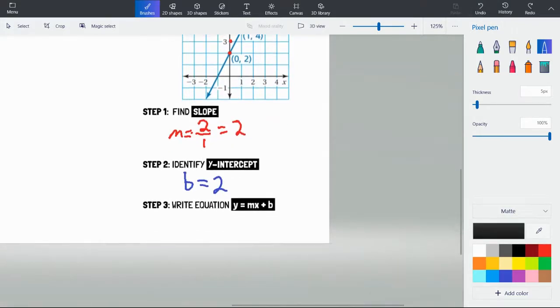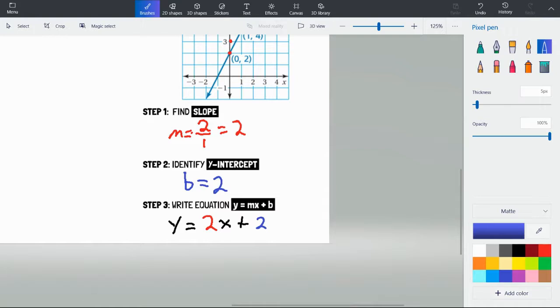So your equation is going to be y equals 2x, because we're replacing m with 2, plus b, which is also 2.